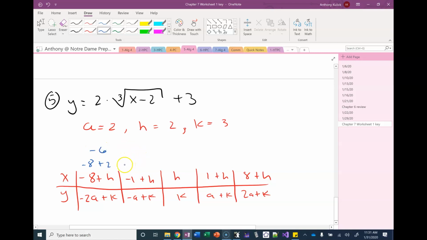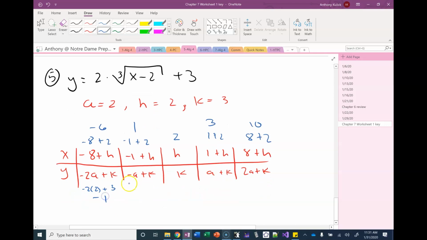So I have -6 for the first point. 1 for the second point, 2, 1 plus 2 or 3, and then 10. And then here we have -2 times 2 plus 3, so that's -1. -2 plus 3, so that's +1. 2 plus 3, which is 5. And then 2 times 2 plus 3, which is 7.